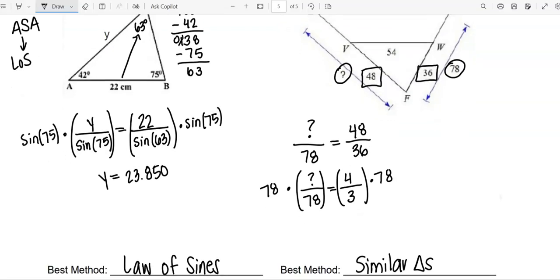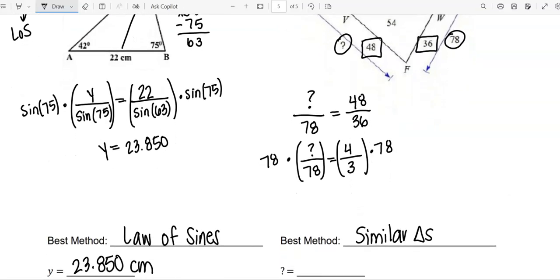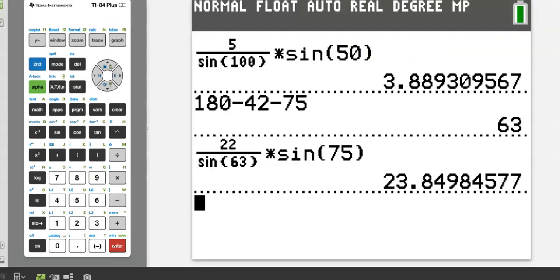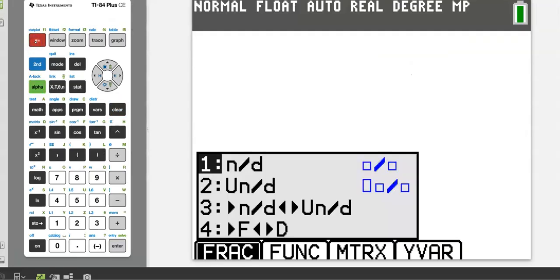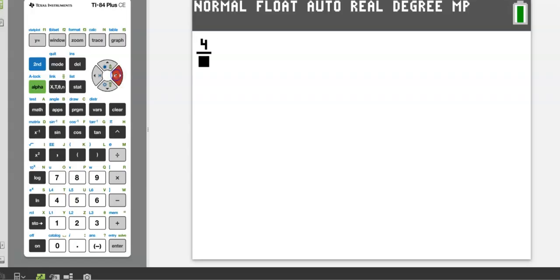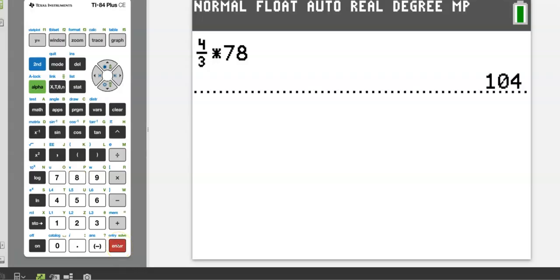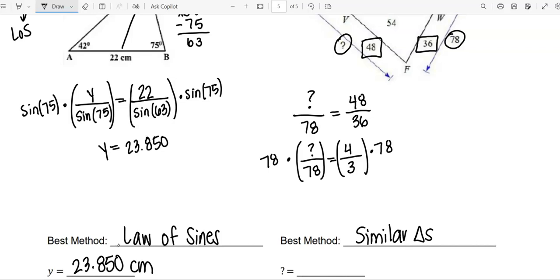I could work this by hand. If you want to work it by hand, definitely work it by hand. But we'll use our calculator, fine. Alpha y equals enter. 4/3 times 78. The nice thing about using the fraction shortcut is if your answer is a fraction, it'll leave it as a fraction. But this one is just 104. So question mark is equal to 104.